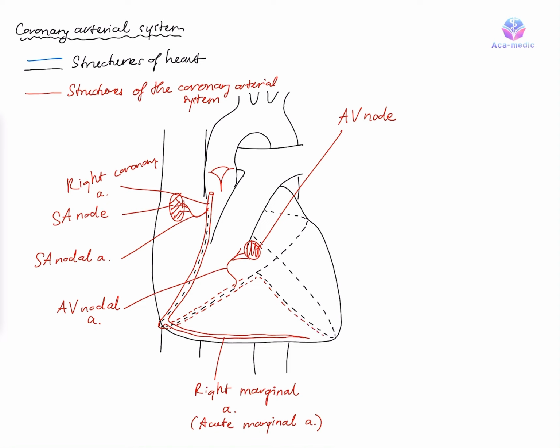Okay, so after giving off the AV nodal artery, the right coronary artery is going to dive down, like that, into the posterior interventricular groove, all the way to the apex of the heart like this. And that branch there is going to be called the posterior interventricular artery.